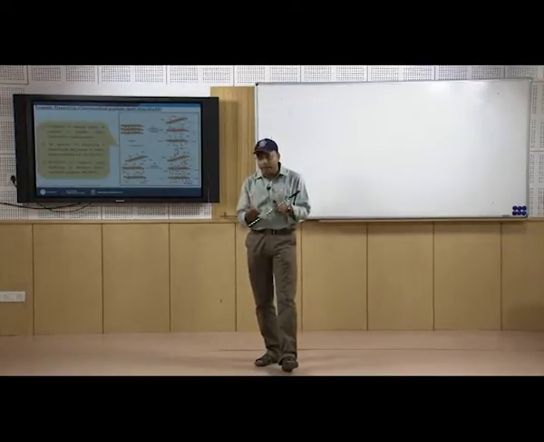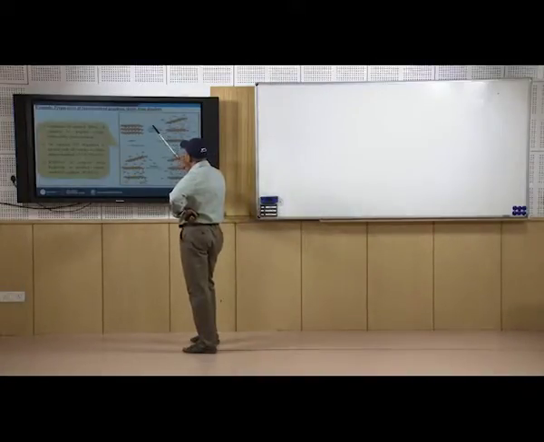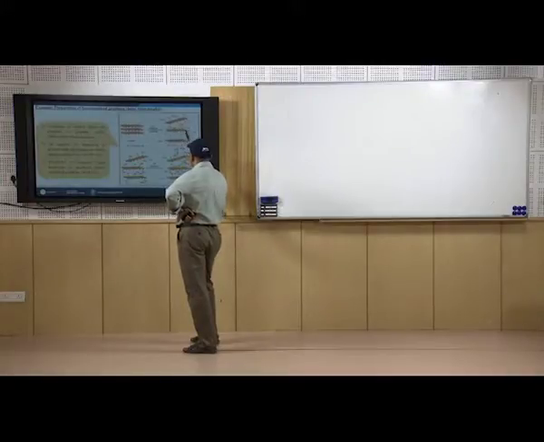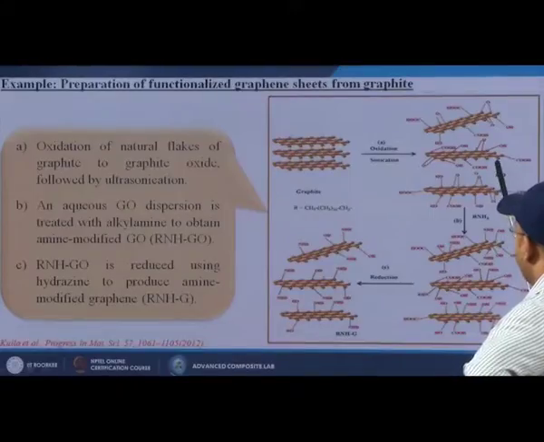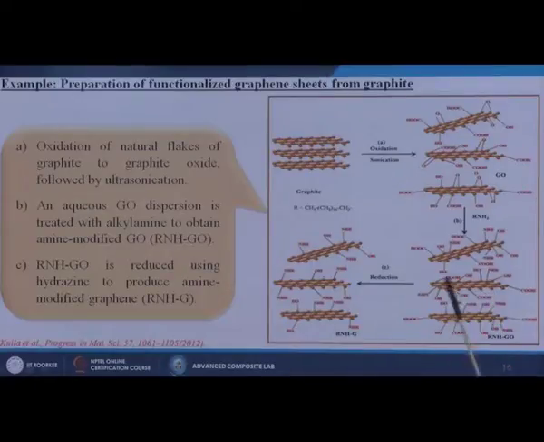So we have to collect that graphite, then do the oxidation process, and vigorous sonication can take place, by which some acid group or some hydroxyl group will be attached on that graphite sheet and it will become graphene oxide. Then after graphene oxide we are doing the amine modification. So some amine group is attached to that particular graphene oxide. So the graphene oxide has many functional groups attached to the graphite sheet.